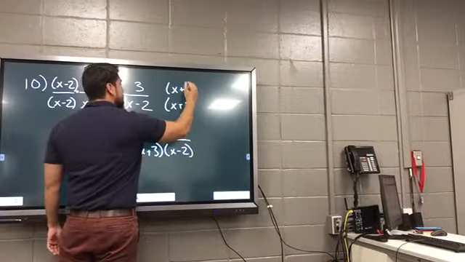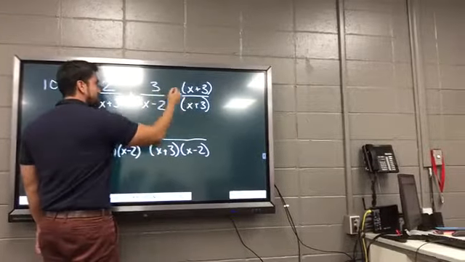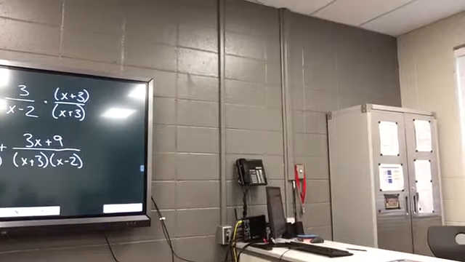And therefore I have to multiply the numerator by the same thing. So this is my work. All right, what's 3 times x plus 3? 3x plus 9. Very good.